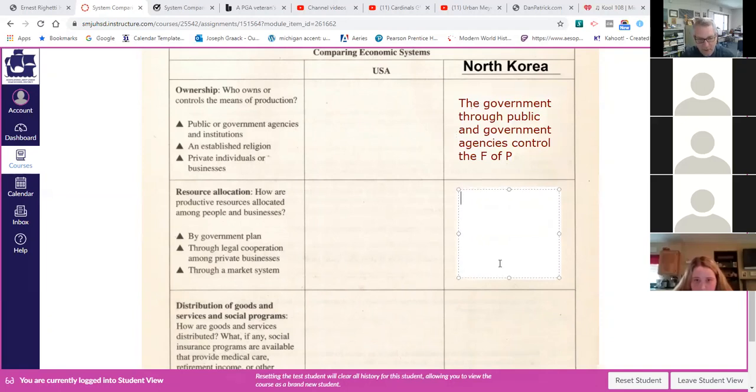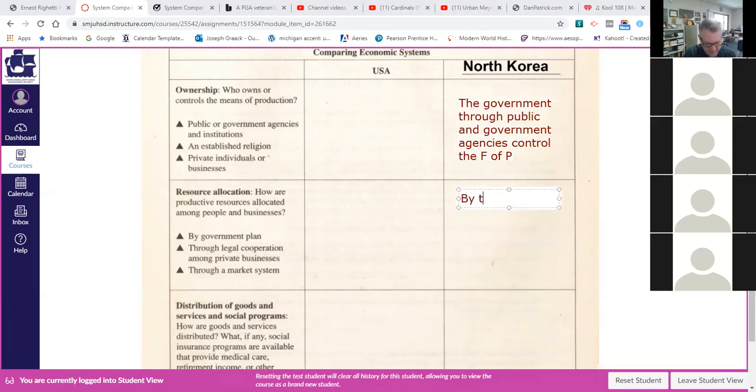All right, and then the second part about North Korea, which would be question 4 on your formative, how are productive resources, right, allocated among people in business in North Korea? By the government. Yep, by the government's plan. Okay, by the government's plan. Also should be pointed out, right, that the government will also decide how much, right, is given in that plan. So that's what you should put for 2.